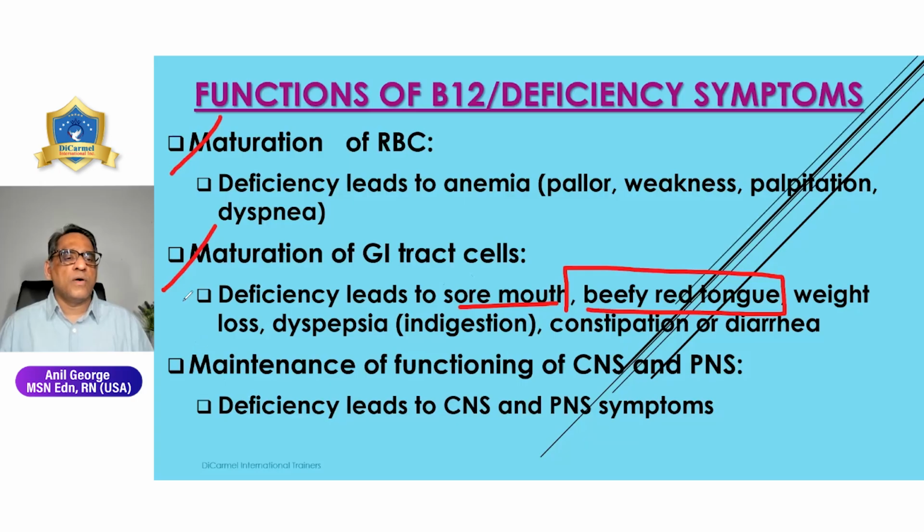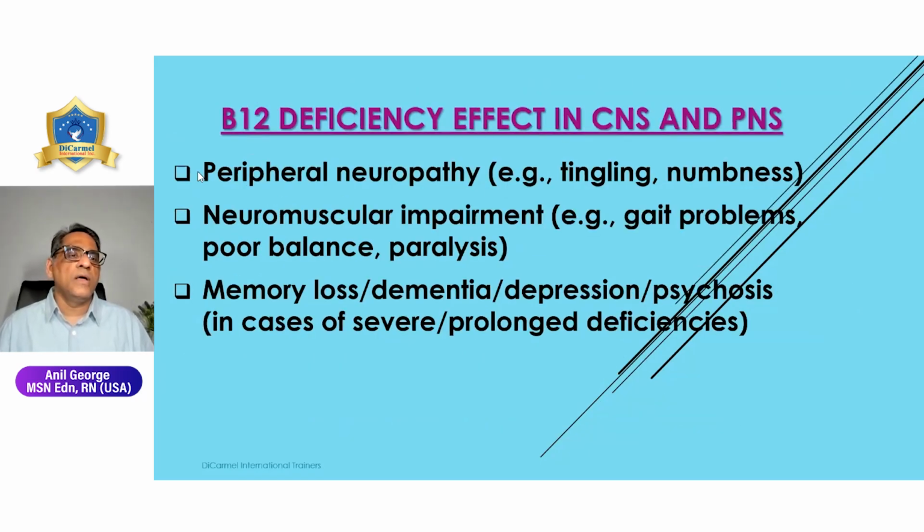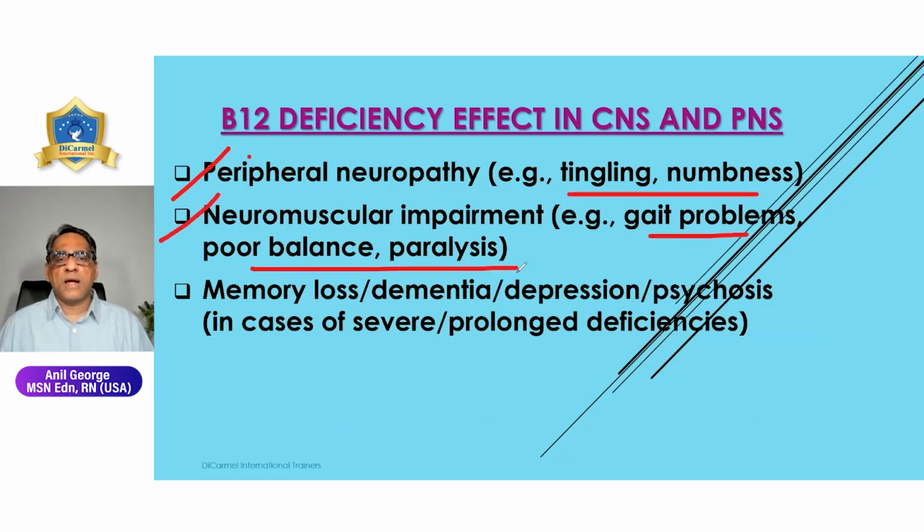And it's also needed for maintenance function of the CNS and PNS. So deficiency can lead to CNS and PNS symptoms, and we'll see more details on that. These are the CNS and PNS symptoms a patient can present with. They can present with peripheral neuropathy, like tingling, numbness, etc. Neuromuscular impairment can cause gait issues, poor balance, paralysis, etc. Memory loss, dementia, depression, psychosis, and severe or prolonged deficiency can cause all these symptoms as well. Again, it can cause neurological symptoms along with the other symptoms we are talking about here.